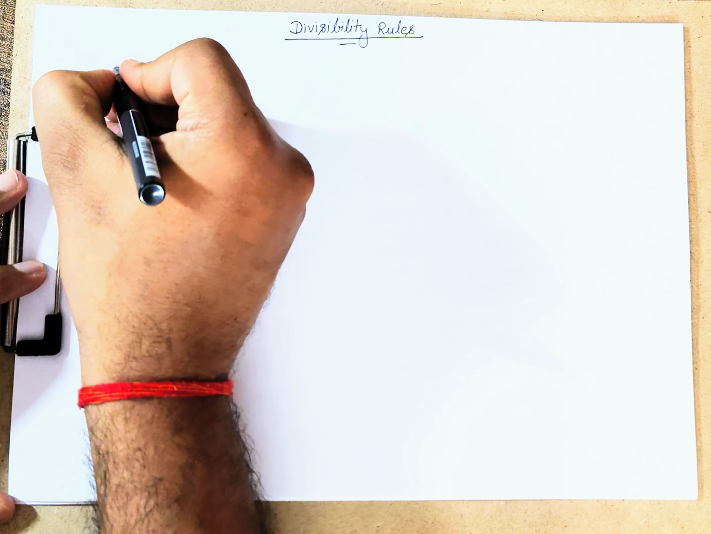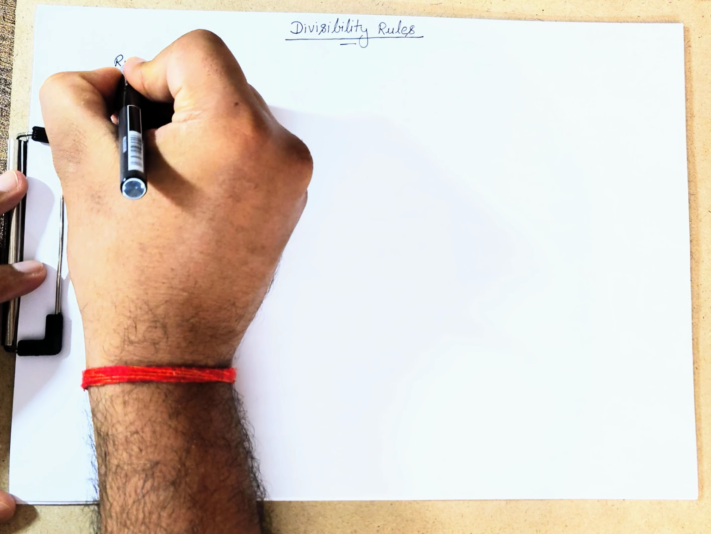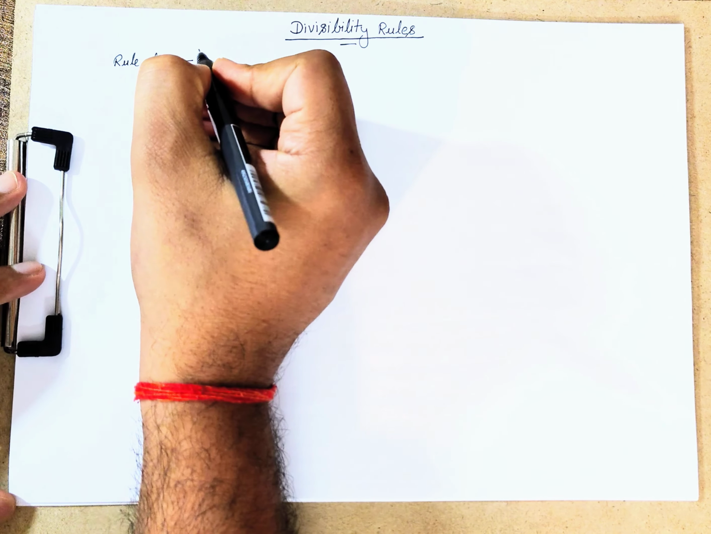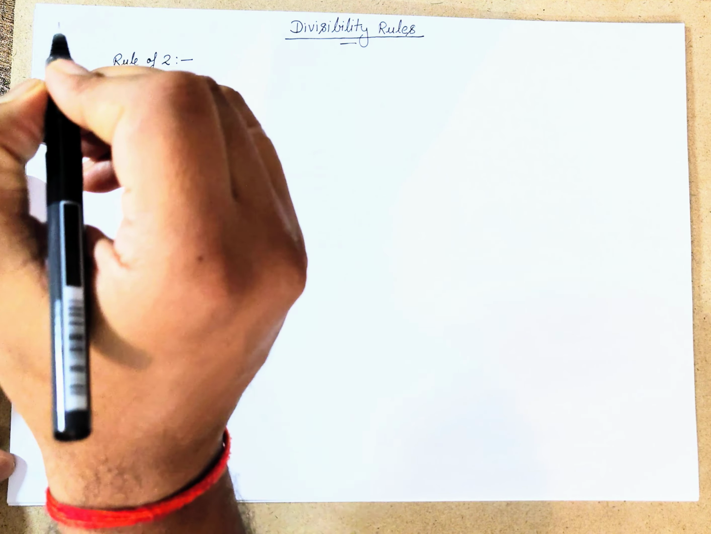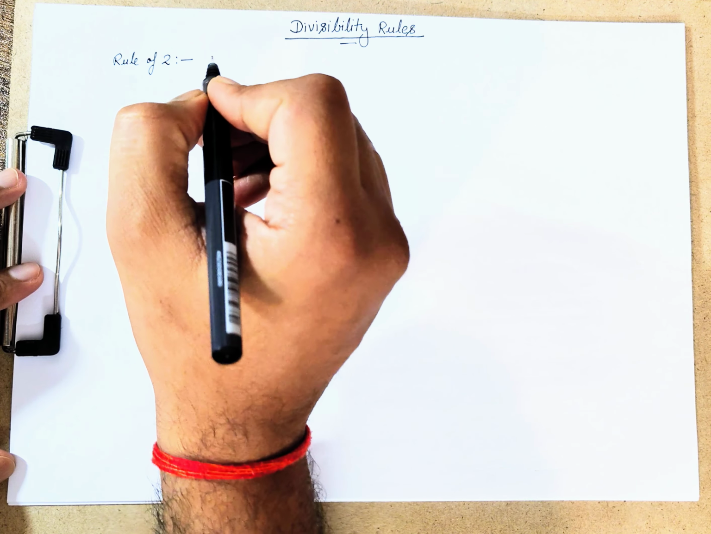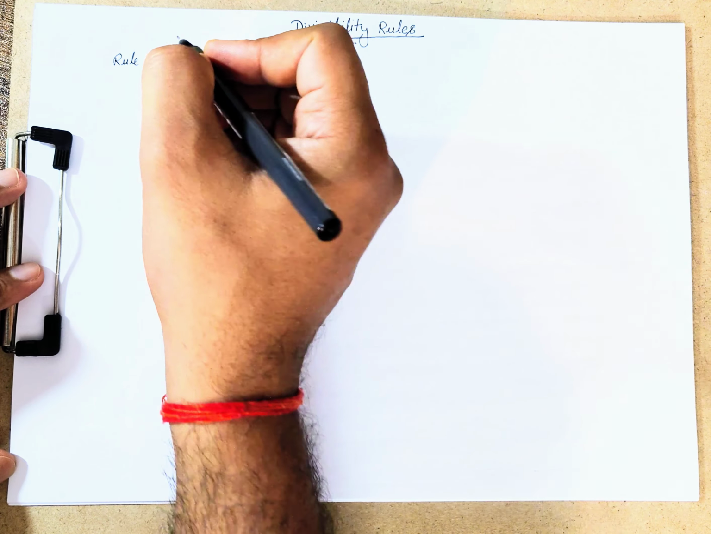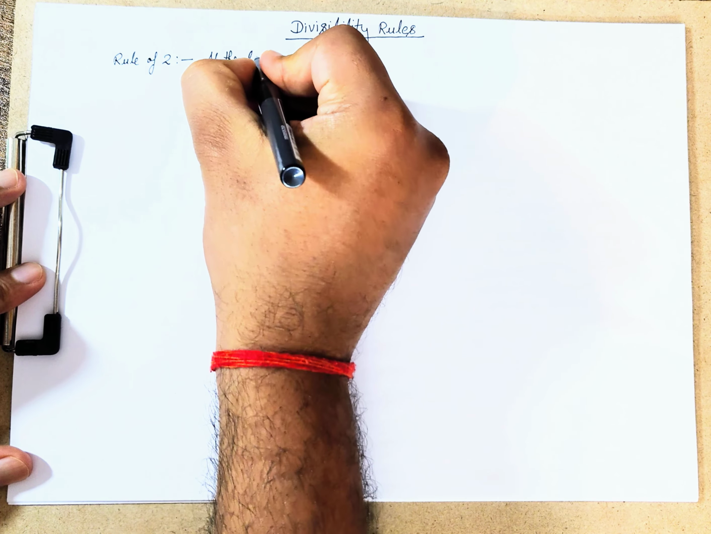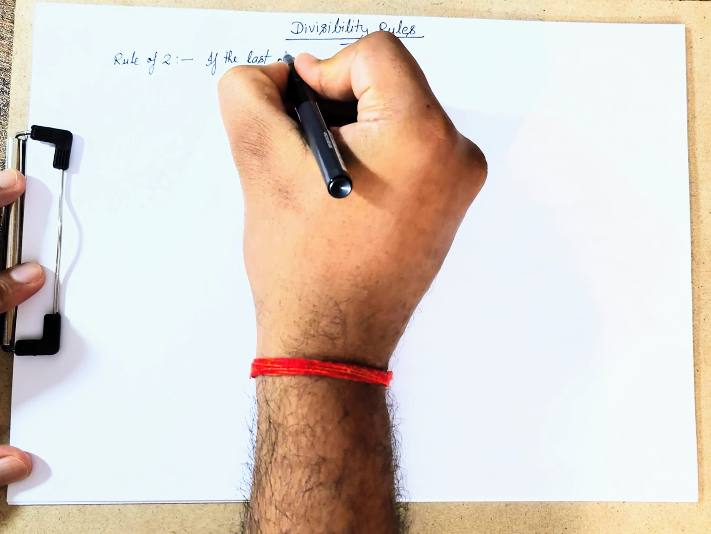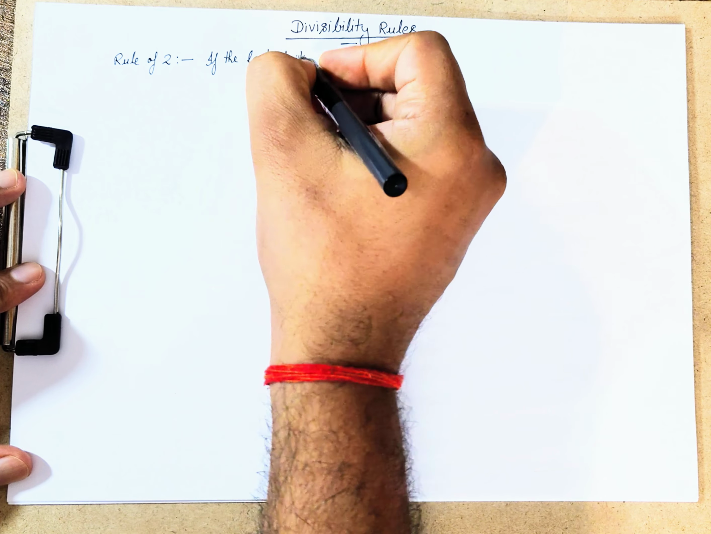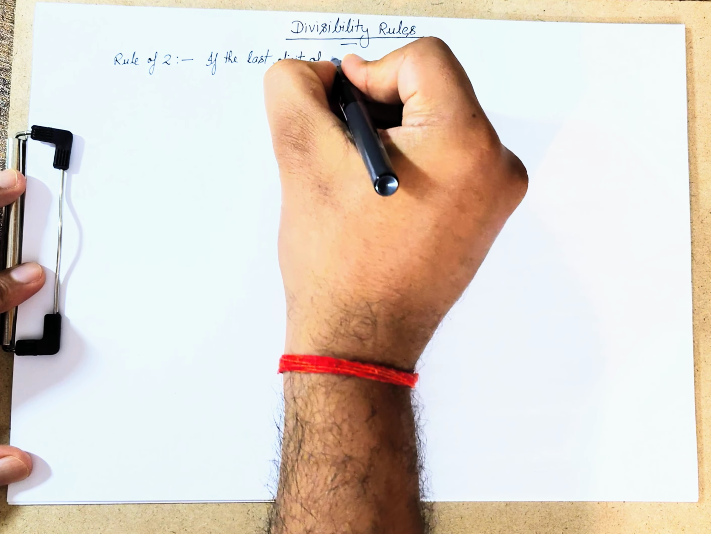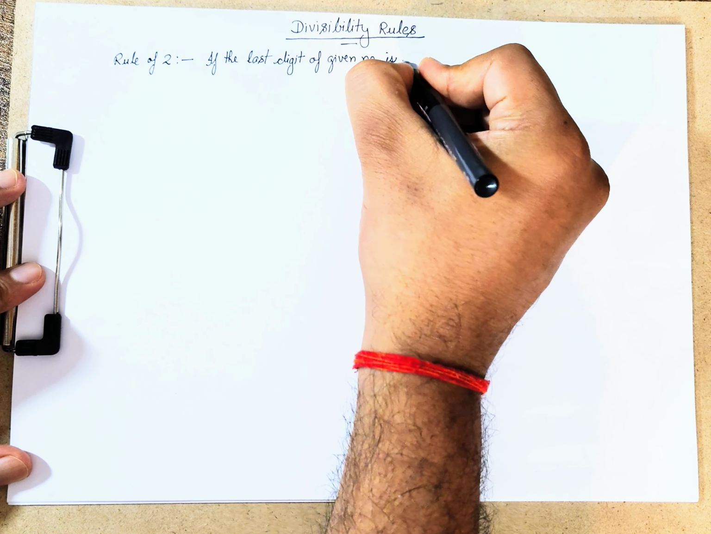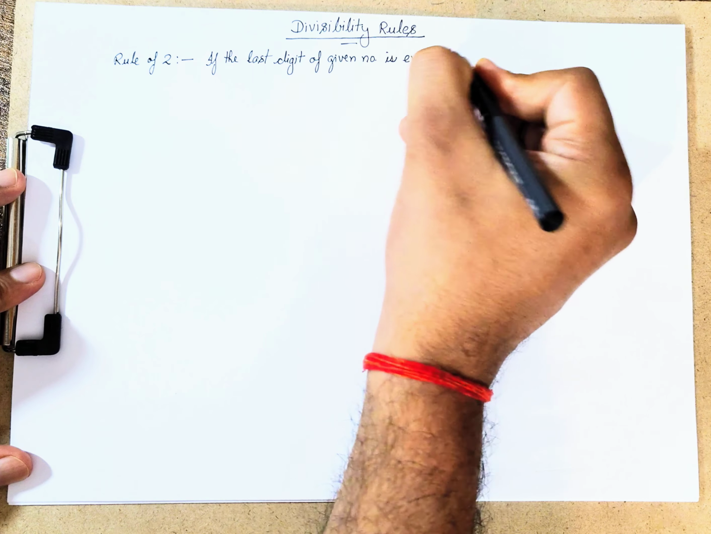So let's see. Let's start with rule of 2. So rule of 2 states that if the unit place of a given number is even, it is divisible by 2. That means if the last digit of a given number is even, then the number is divisible by 2.